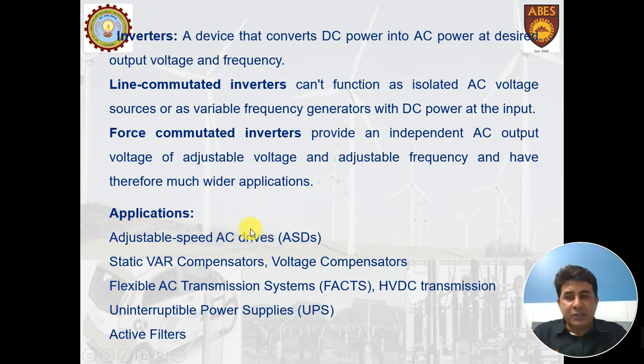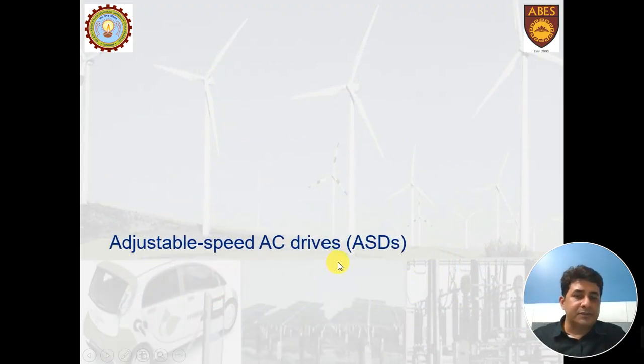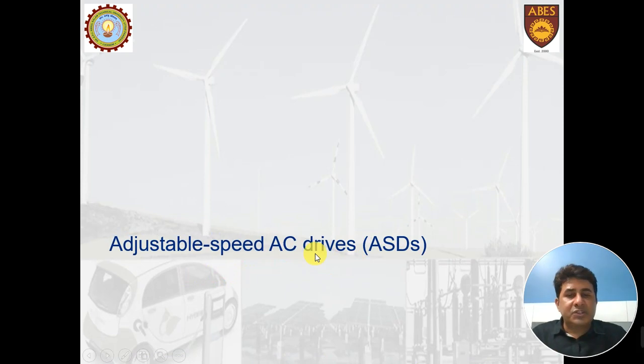Let us see what are its applications. The inverters can be used for adjustable, this is the major use, adjustable speed AC drives. It could be used for static VAR compensation, for voltage compensation, FACTS. For HVDC also inverter is required, for UPS and for active filters. These are few of the applications which use inverter. Among these applications, as I said, adjustable speed drives is the application which is the most common.